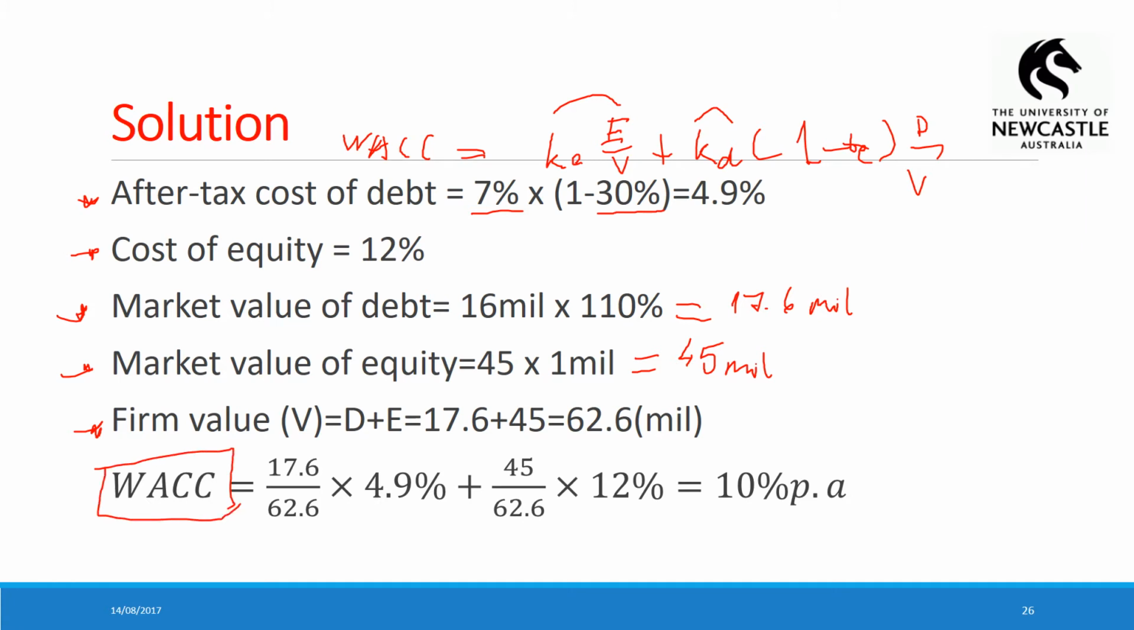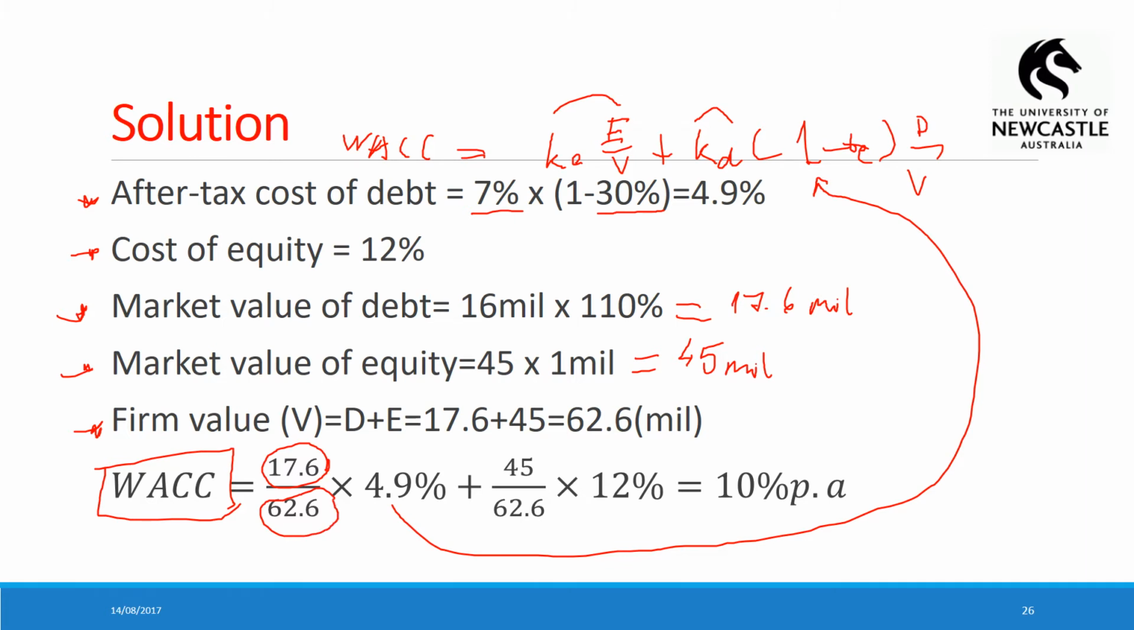So we put everything in the formula. This is the after-tax cost of debt. The weight of debt is given by the market value of debt divided by the total firm value, yeah? Similarly, this is the cost of equity. And the weight for equity is just equity divided by the total firm value, right? So it gives us 10% per annum.